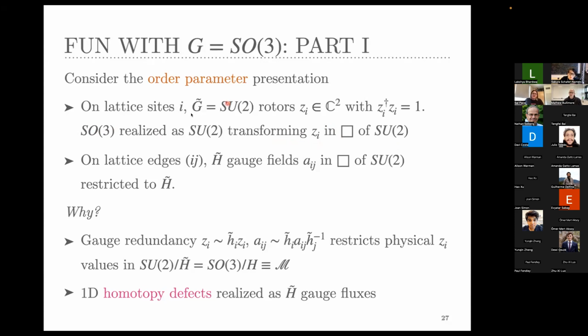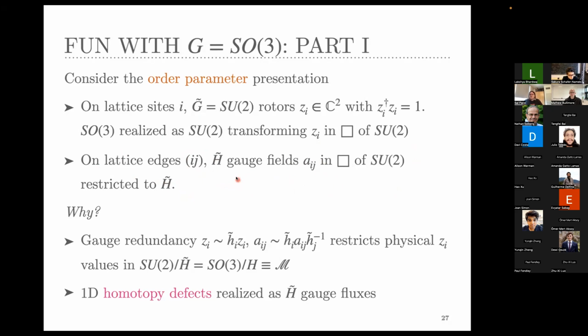So we're now considering these degrees of freedom in G tilde on the sites. Well, that's a lot more than considering degrees of freedom in M. So we have too much. We need to introduce some redundancy to compactify our G tilde back to M. And we can do that on the lattice edges. This is an edge labeled by ij because it's connecting the site i and the site j. We're going to introduce H tilde gauge fields. Remember, H tilde is the lift of H to a subgroup of SU2. And we'll have these gauge fields be in the fundamental representation of SU2 restricted to H tilde. You can think that they're just built out of Pauli matrices.